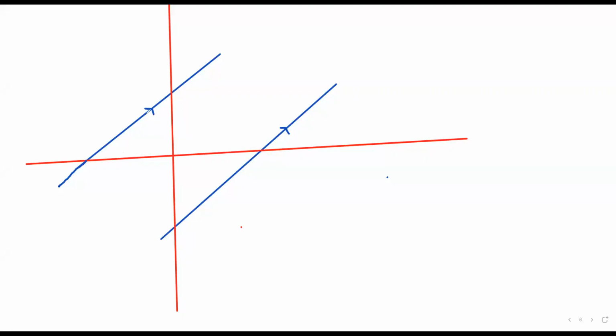What do you notice here? The two lines are what? They are two parallel lines. The slope here is the same as this slope. This angle here, let's call it θ1, and this angle here, it's θ2. What is the relation between them? They are two corresponding angles.